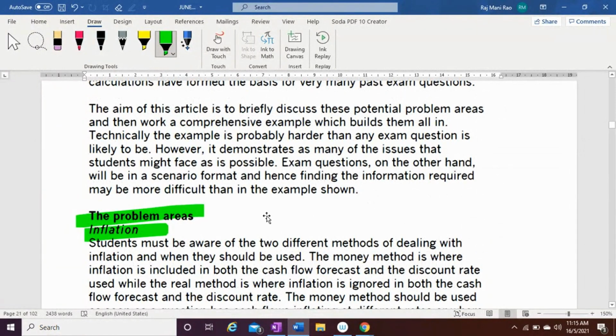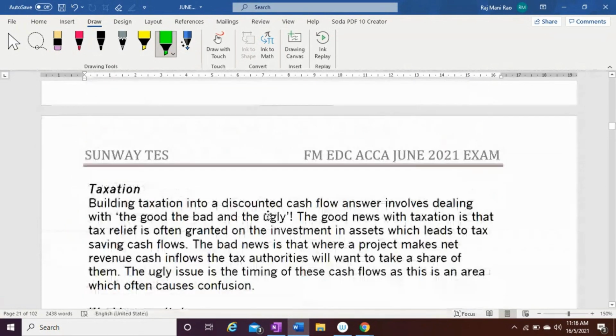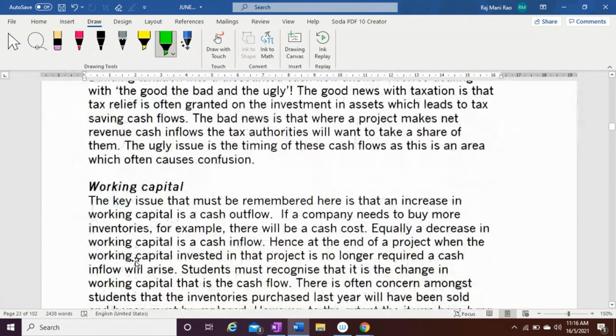You have to be careful to take into account or not to take into account inflation. Taxation, you have to be careful with taxation, whether tax is delayed or not. If there is a taxation, there's a very high chance you will have capital allowances. Working capital, be careful with the working capital. See whether it's only one inflow, one outflow, or whether there is an annual increase or decrease in working capital.